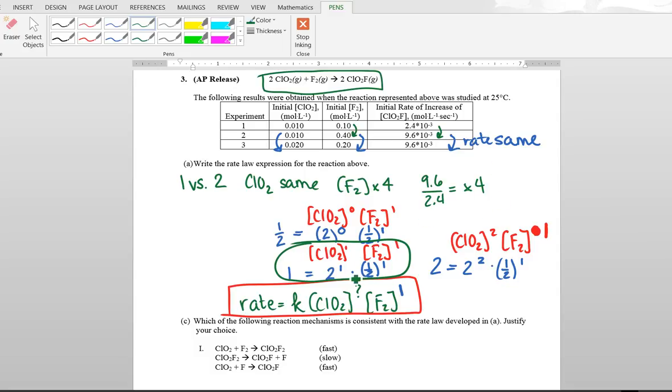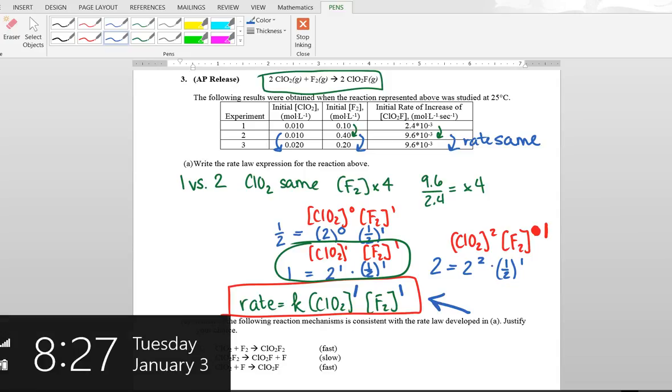So this would only make sense if ClO2 and F2 were both first order, because when you double this and cut this in half, you'd end up with the rate staying the same. So let's go down here to our rate law and fill in that the reaction order for F2 is also 1. So this right here is our rate law for this reaction. They're both first order. Okay, so now let's go down and see which of these reaction mechanisms would fit with this rate law that we just determined.